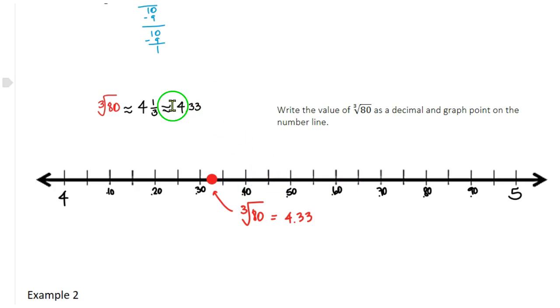So we need to graph 4.33. So we go to 4.30 and 1, 2, 3. Here is where the value of the cube root of 80 is found.